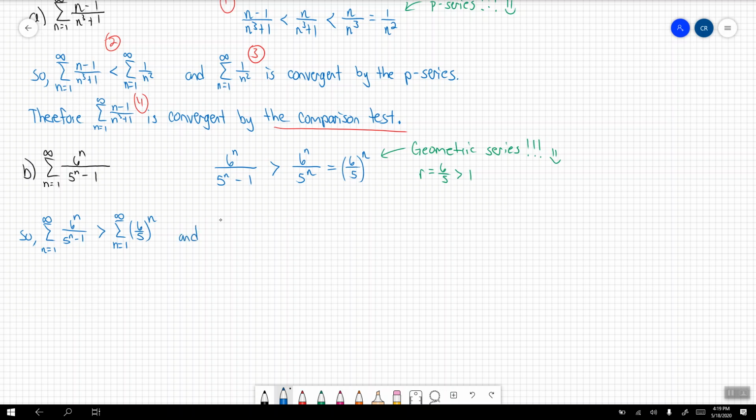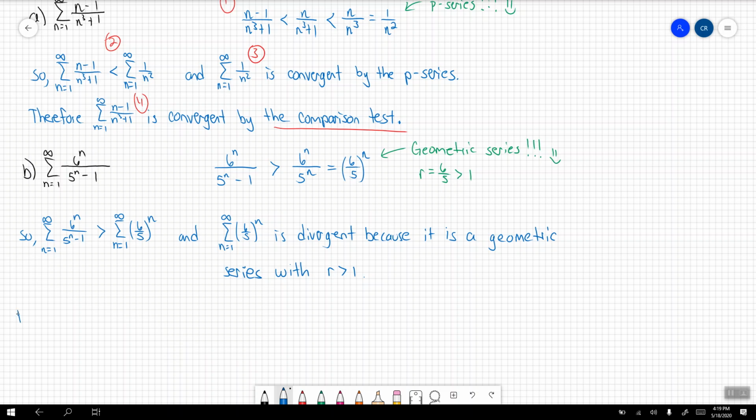And the series of 6/5 to the power of n is divergent because it is a geometric series with r greater than 1. All right, which again tells us that we are divergent.